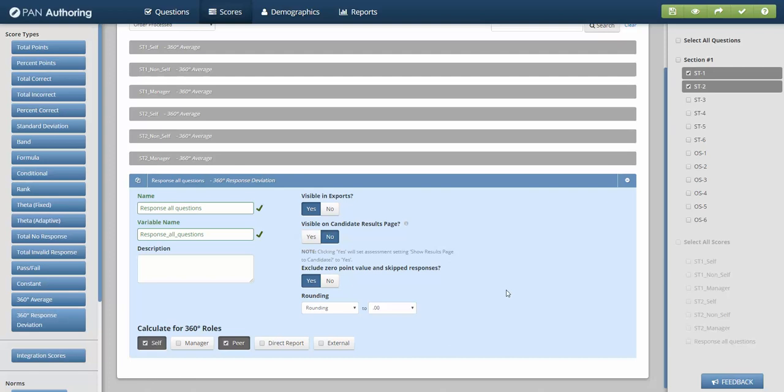It can be useful for understanding the underlying data that you're using in a 360, and I hope you understood that calculation on how it operates.